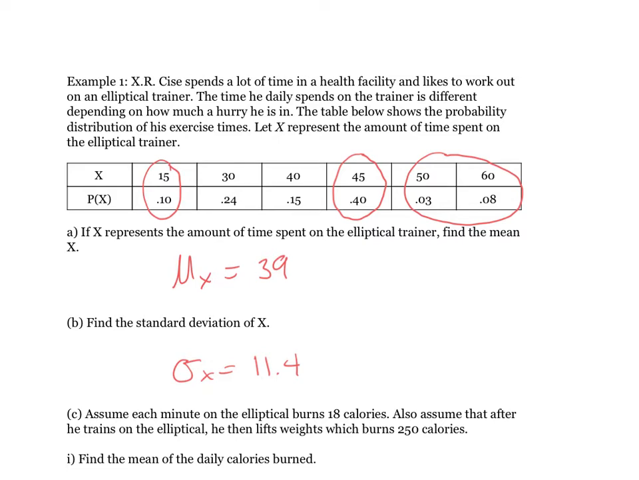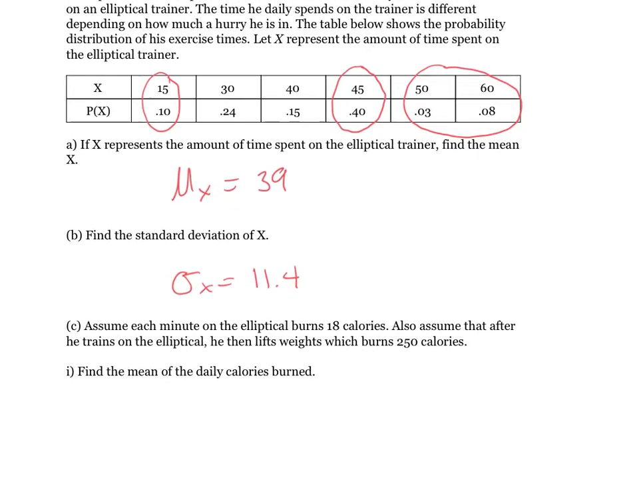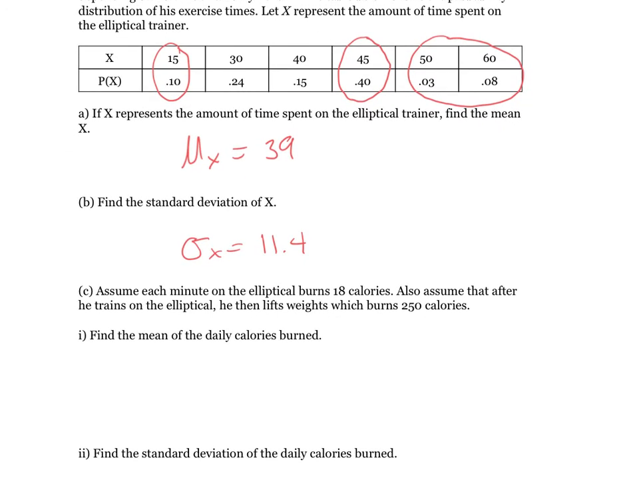But if you kept track of him for like 6 months of him going to the workout like 5 times a week, and you timed him on the elliptical trainer, he should average 39 minutes. Okay, and then with a spread of about 11.4 minutes on either side of that would be his usual amount of exercise. Now, here's where the linear transformation comes in.